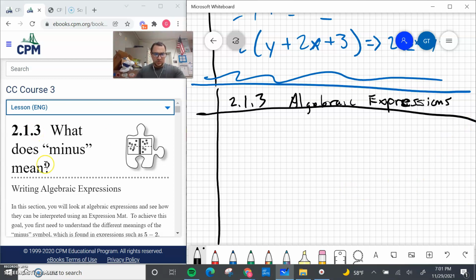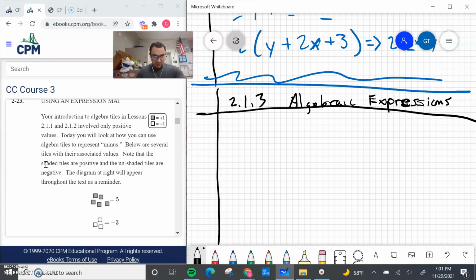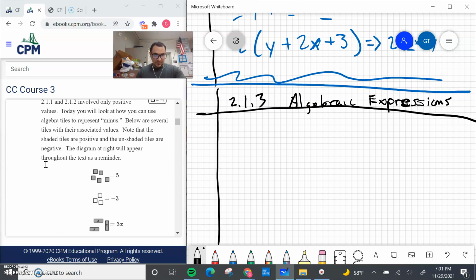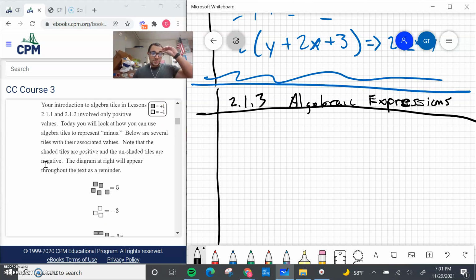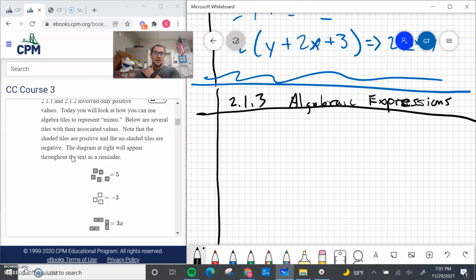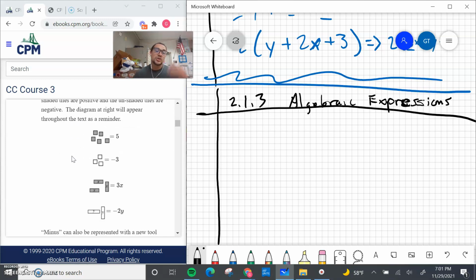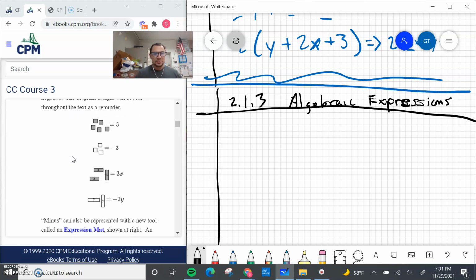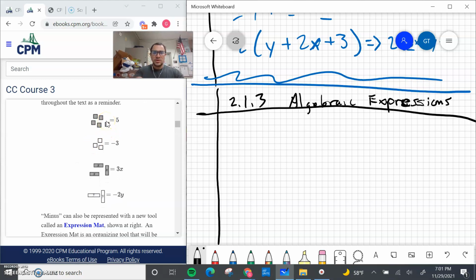We are going to get going on problem number 2.23. All right, 2.23. This is really good because we're going to be talking about positive and negative values. We already talked about positive integer tiles and negative integer tiles, but there's also positive and negative algebra tiles. So here, just so you know, this is going to be 1. Make sure it's shaded. Shaded is going to be 1, not shaded is negative 1.